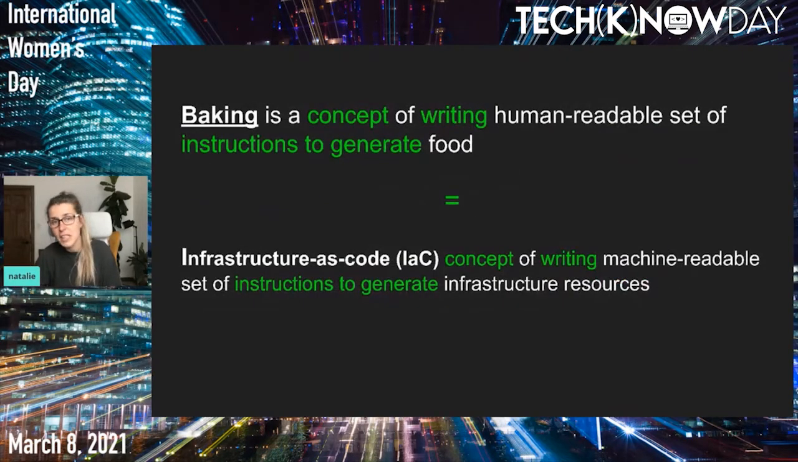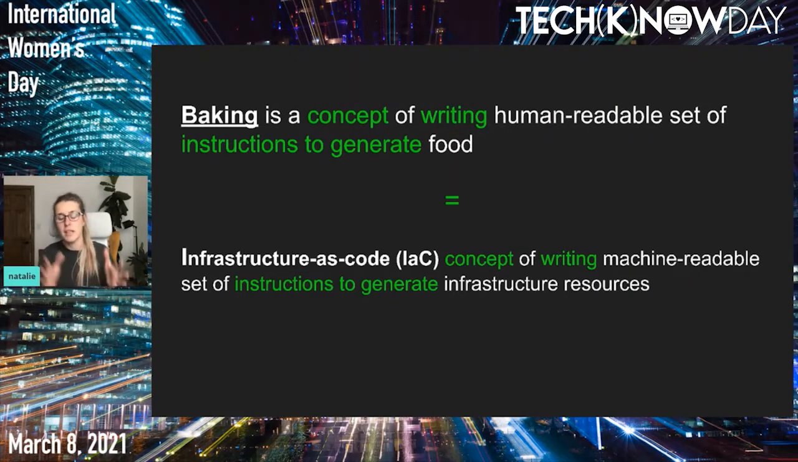And I feel like they can be defined this way, that baking is a concept of writing a human-readable set of instructions to generate the food. It makes sense, right? And infrastructure as code is a concept of writing a machine-readable set of instructions to generate infrastructure resources. So in both ways, there is some file or a recipe which a human or machine can read and understand.